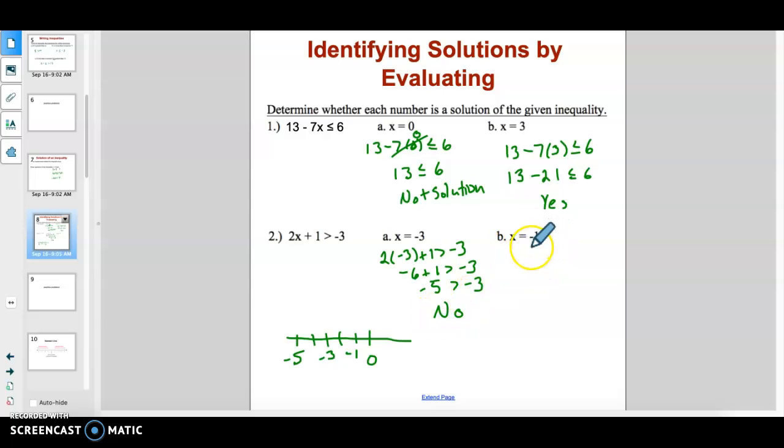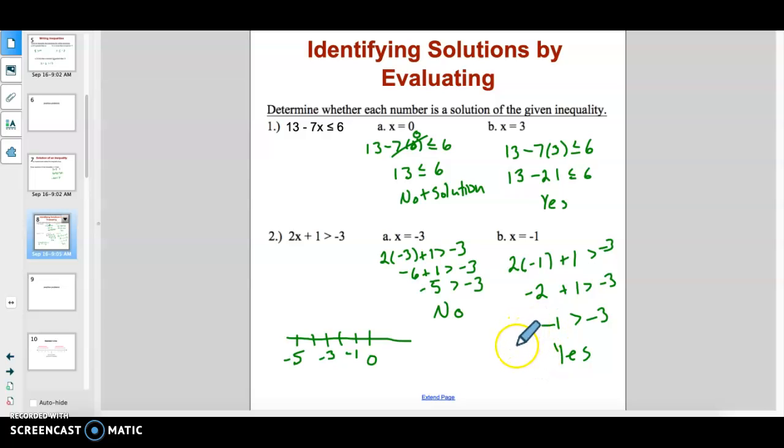So you would do the same thing with negative 1. You would just plug it in. So you'd have negative 2 plus 1. So negative 1 is greater than negative 3. So on this number line, negative 1 is closer to 0 than negative 3, so negative 1 is greater than negative 3. So this one's a yes.